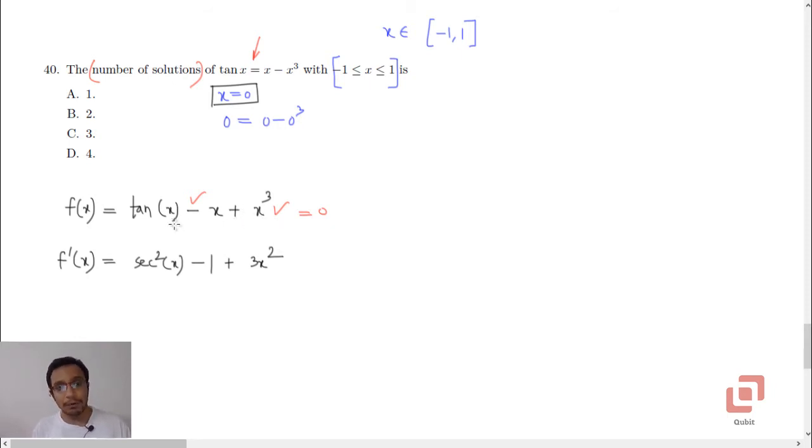Alright, now what we do is we differentiate the function f of x. Okay, so what will we get? We will get f dash of x as sec squared x minus 1 plus 3x squared. Okay, now of course we know that tan x is not differentiable everywhere. Okay, it is differentiable only when it is defined.